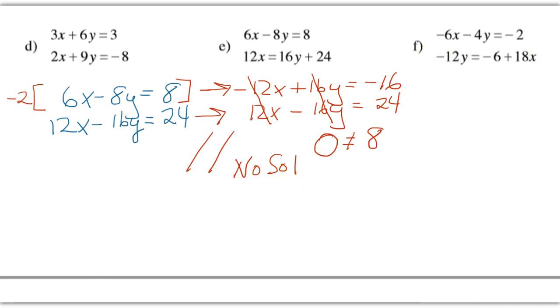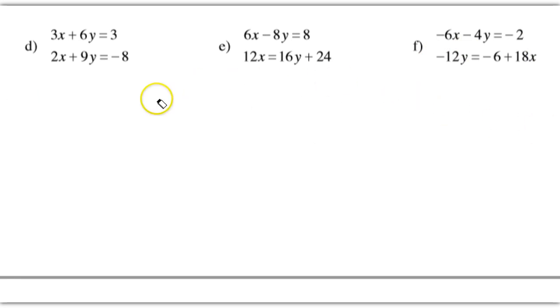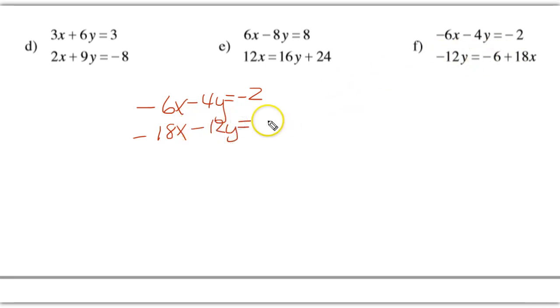Okay, let's look at letter F. We'll do this one together. Let's see what we have here. We have to put it in standard form. So negative 6x, negative 4y equals negative 2. Now I'm going to transpose this 18x over to this side, so it's a negative 18x. The negative 12y is already there, and we have a negative 6.